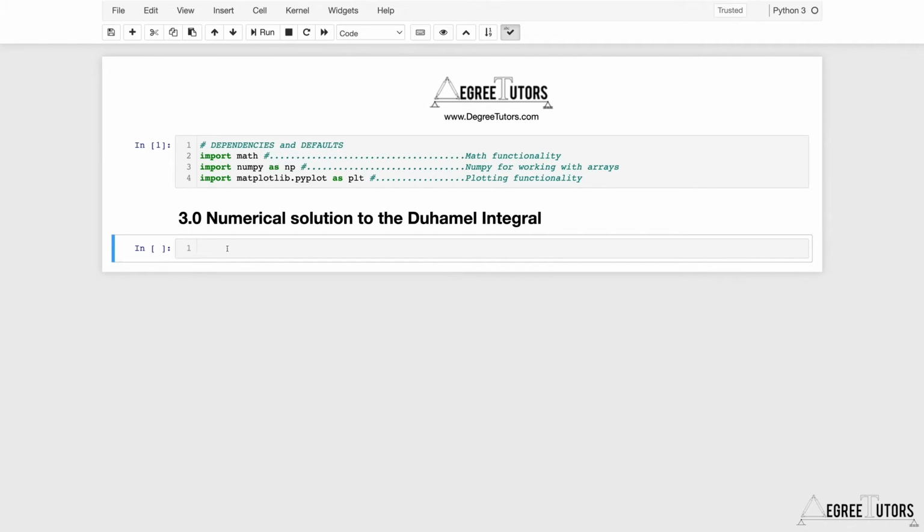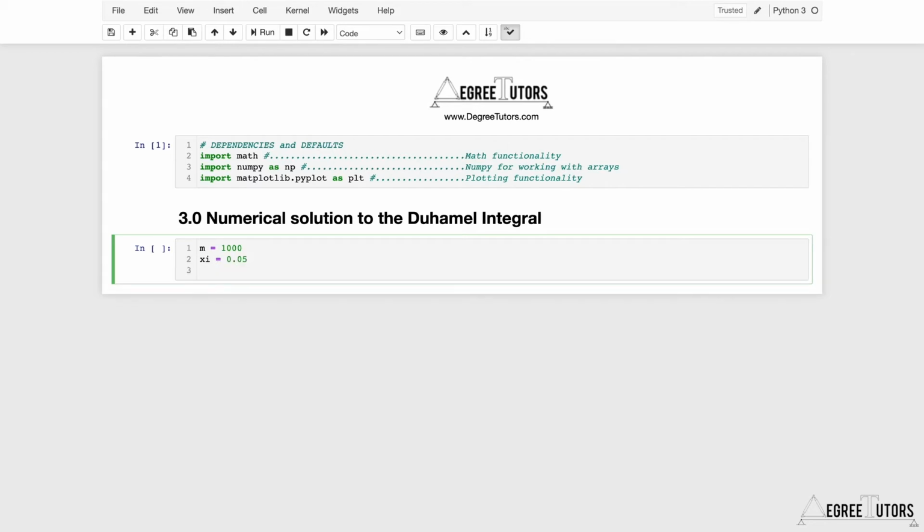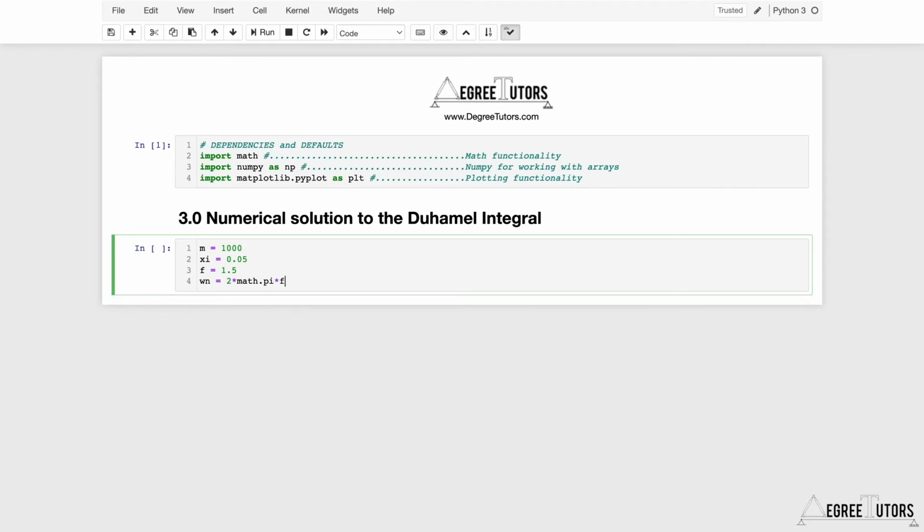So the first thing I'm going to do is define my single degree of freedom system parameters, right? So I'll just imagine it's some mass of 1,000. Again, completely arbitrary values. We'll say xi is going to be 5%. We'll say the natural frequency of the system, again arbitrary, let's just go for 1.5 hertz. That sets the angular natural frequency as 2 pi f, so that's going to be 2 times math.pi times f.